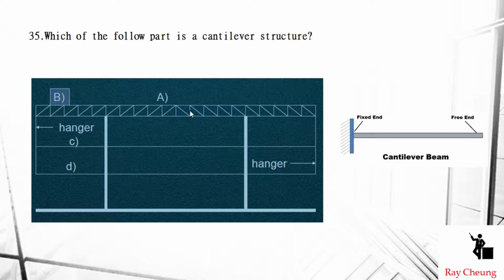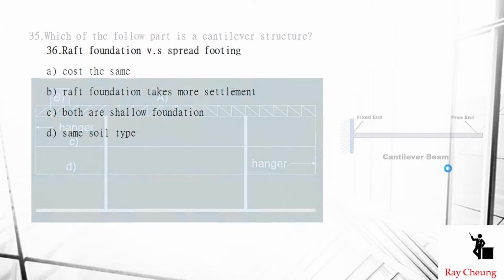And then for item A, you can see it continues to B and C. It will also not be regarded as a cantilever. But for B, you can take a look at this one. This goes horizontally to the left-hand side. This is most likely what we call a cantilever.